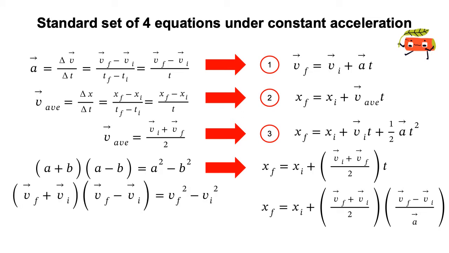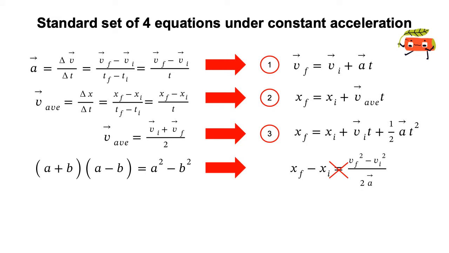Relating this to our equation, we get vf plus vi times vf minus vi equal to vf squared minus vi squared. We now have xf minus xi equal to vf squared minus vi squared over 2a. Cross-multiplying them, we get this. So the fourth standard equation would be vf squared equal to vi squared plus 2a times xf minus xi.